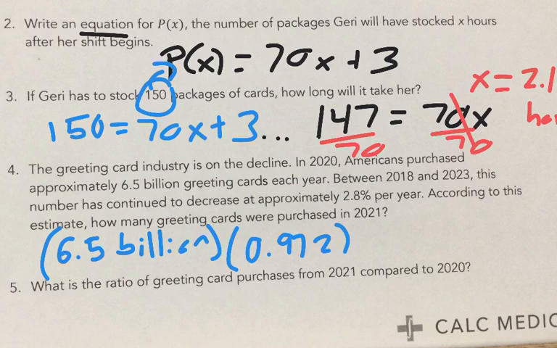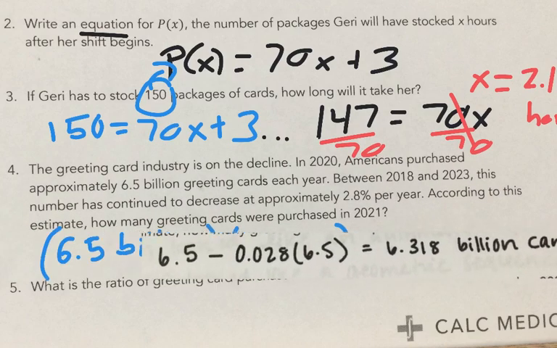And what do we get? You can just put in your calculator 6.5 times that number and then just say that billion. You don't have to type in 6,500,000,000. 6.318 billion. That's it.